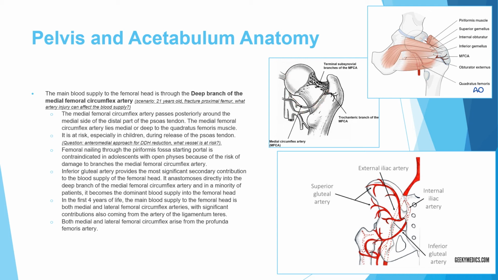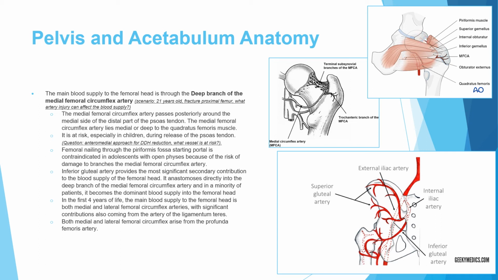The medial femoral circumflex will come from the deep femoral artery, and then it will go in between pectineus and iliopsoas, pass posteriorly, and then travel along the quadratus femoris. So it will be here, deep to the quadratus femoris, and then it will pass proximally, anterior or deep to the obturator internus and the two gemelli, and after that it will pierce the capsule and give the blood supply.